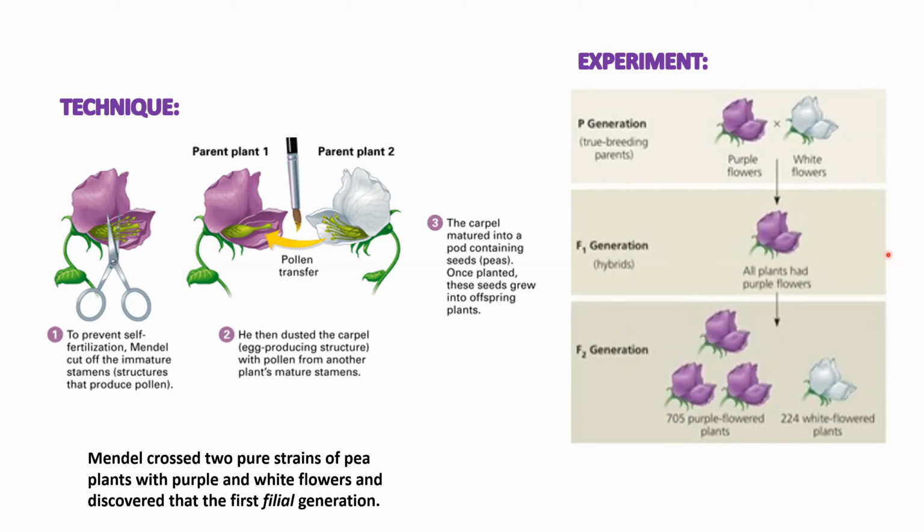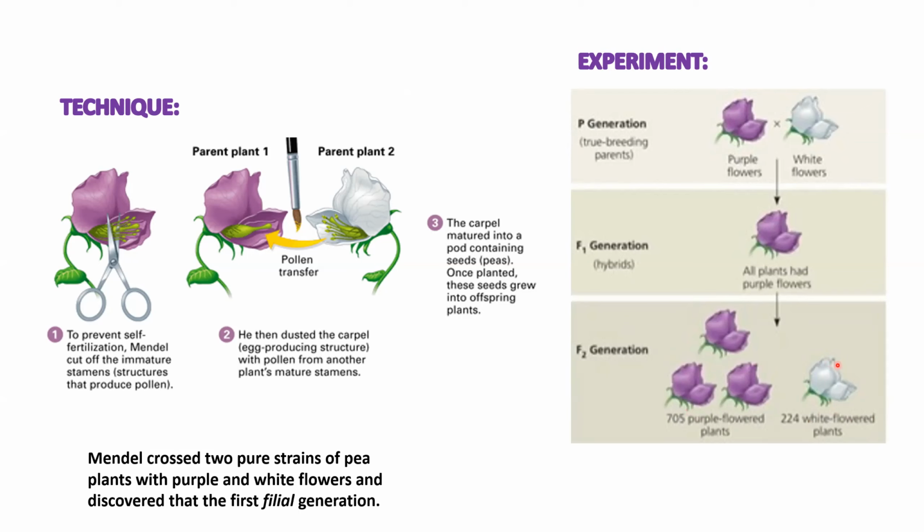So first he saw, okay, when these organisms breed and produce offspring, the offspring is not blended. It seems to have one unit versus the other. So it's either purple flowers or white flowers. In this case, it was purple flowers. So then he took this a step further, and he bred these purple flowers. And when he did that, it led to the F2 generation. And in this F2 generation, he saw that 75% of the plants had purple flowers and 25% of the plants had white flowers. So it was a 3-to-1 ratio.